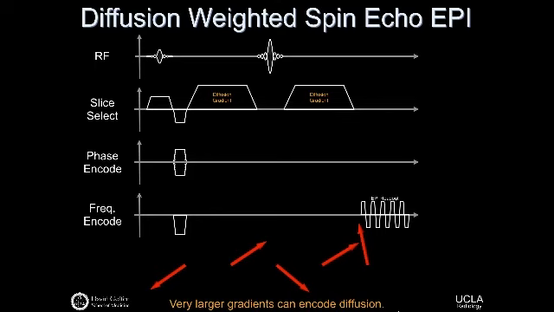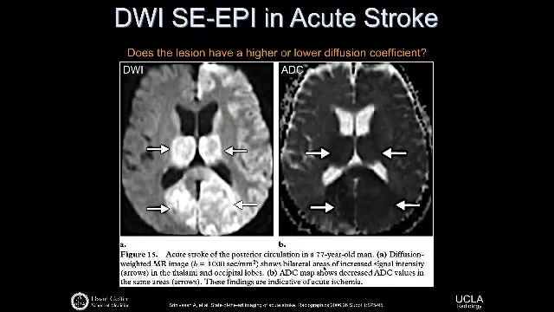So how does that show up in images? So here's two examples of mapping. Here is the so-called diffusion weighted image, and here is what we call the apparent diffusion coefficient map. The image contrast here is kind of so-so, at least it is on my screen here. So the question is, does the lesion have a higher or lower diffusion coefficient? If we look at the diffusion weighted image on the left-hand side here, you can see this huge lesion, right? On a diffusion weighted image, if it's bright, it means it didn't diffuse very much.